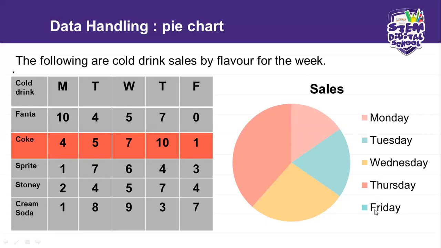The key there tells us that this dark pink is for Thursday. So when you look at the dark pink there, you can see that it's a big slice of pie. Remember we say it's a pie or a big slice of pizza, okay? So it's a big slice. And that can be confirmed by the table that indeed on Thursday, lots of cold drinks were sold. It's the highest that was sold in that week. All right, let's see another.